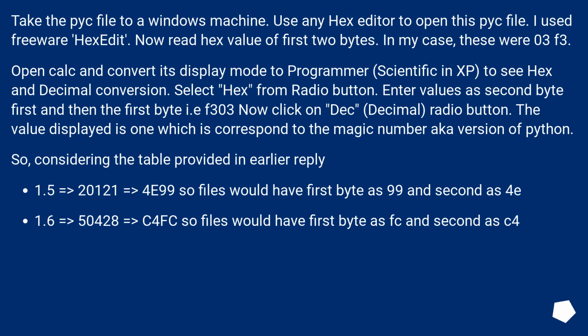So, considering the table provided in the earlier reply, 1.5 equals 20121, which is 4E99, so files would have the first byte as 99 and the second as 4E. 1.6 equals 50428, which is C4FC, so files would have the first byte as FC and the second as C4.